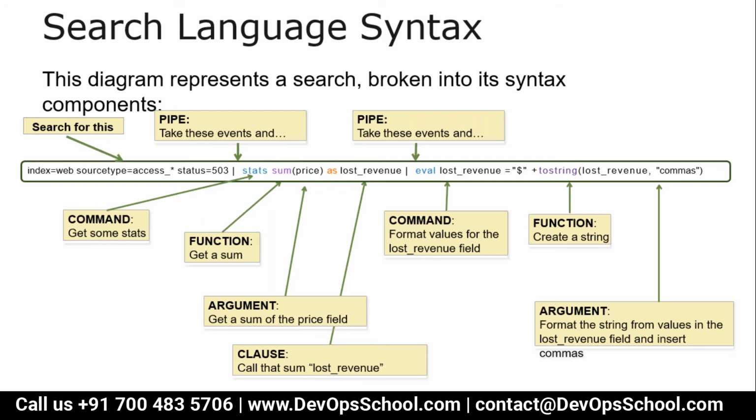On top of that, you want to sum up some prices as lost revenue, and then again on top of that, the results of the second pipe. Eval is a command, lost revenue to evaluate. I have explained this one already.